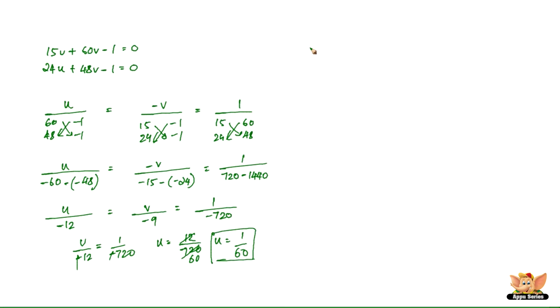And let's see what we get for v. V by minus 9 equals 1 by minus 720. So minus minus gets cancelled. V equals 9 by 720. 9 goes 80 times in 720. So we get v as equal to 1 by 80.